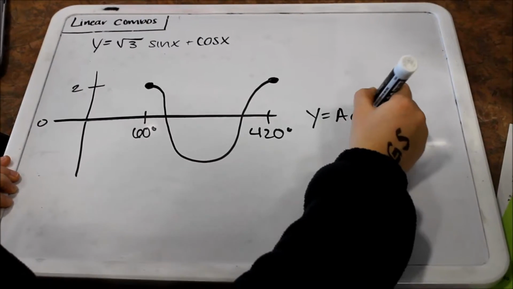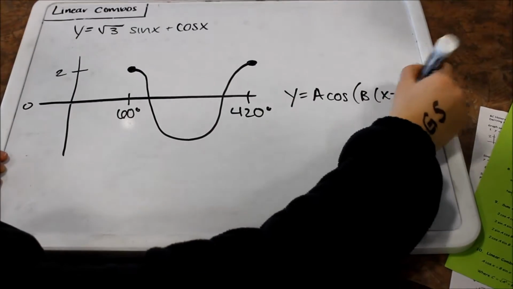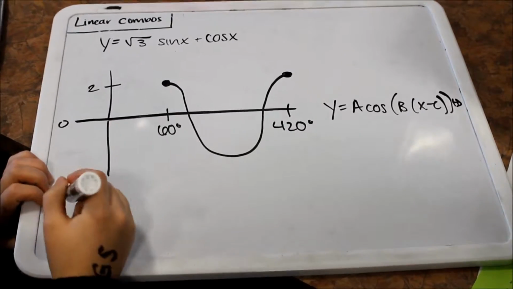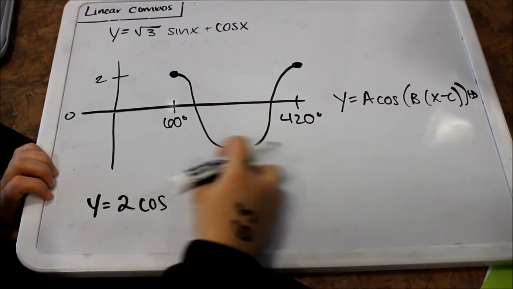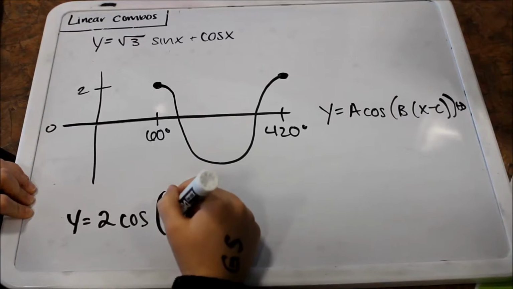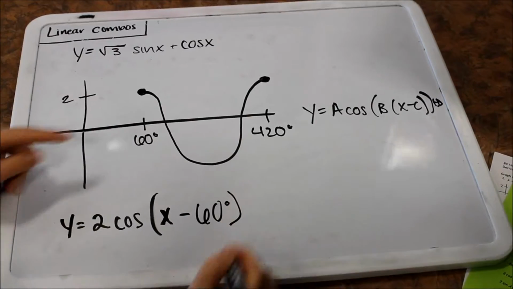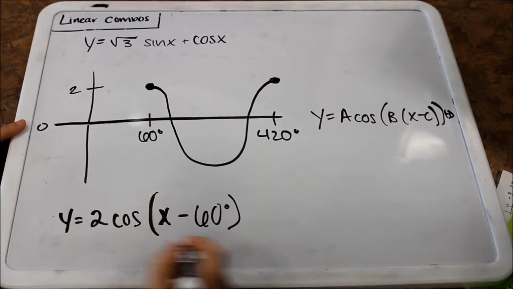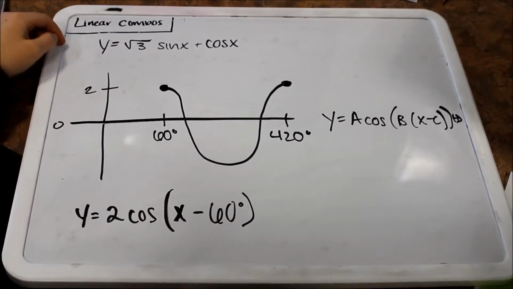Remember, for transformations, it's going to be A cosine of B x minus C, plus D. So we know A is 2 because that's our amplitude. So y equals 2 cosine. Our period is still 360, so we know that it hasn't changed with B, so we're going to do x minus 60 because it shifted to the right 60, and we know that D is 0 because that's the middle point. So here's our equation for this graph.